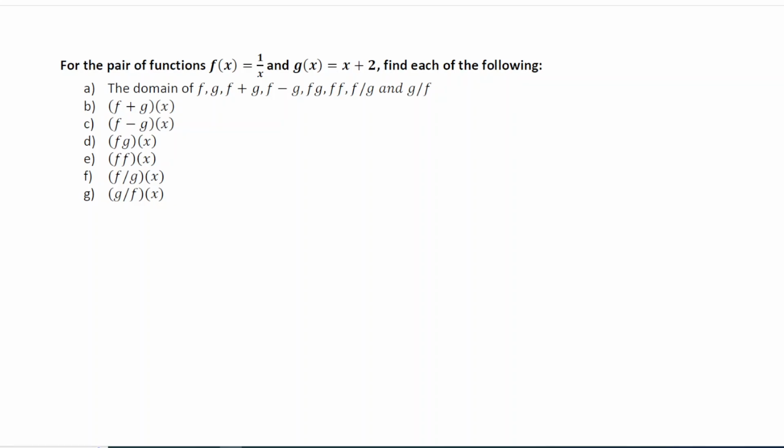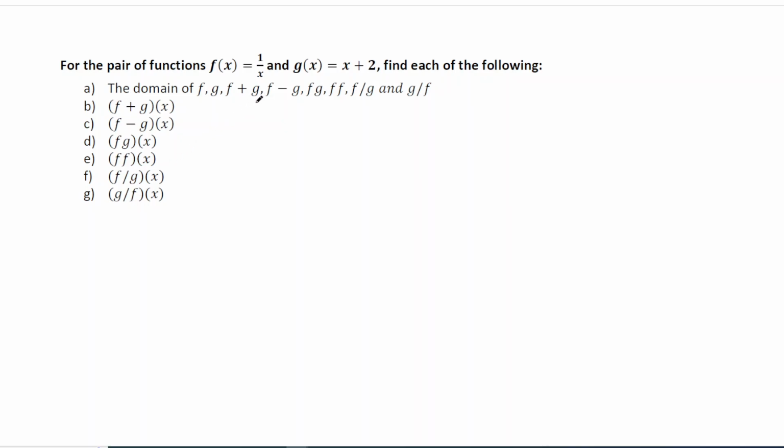So continuing on the conversation of algebra of functions, we're going to move on to another example, and I've chosen the wording straight from the textbook. So what they're going to do is they're going to say, for these pair of functions, find each of the following. So we're going to look at the function f of x is equal to 1 over x, and g of x is equal to x plus 2, and we're going to A, find the domain, and then B, do all of this algebra of functions.